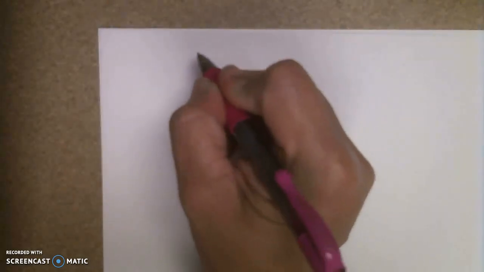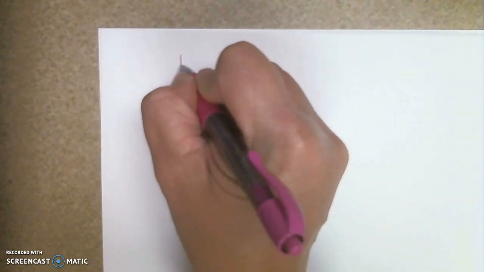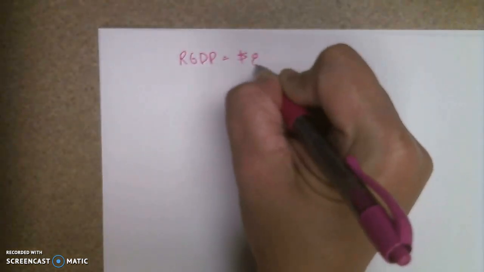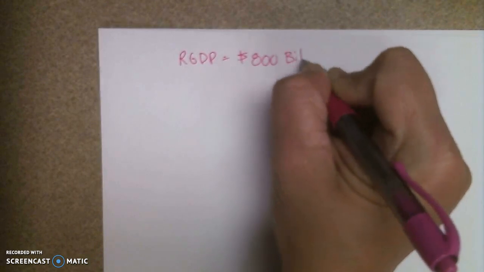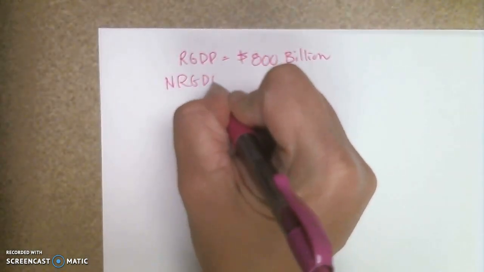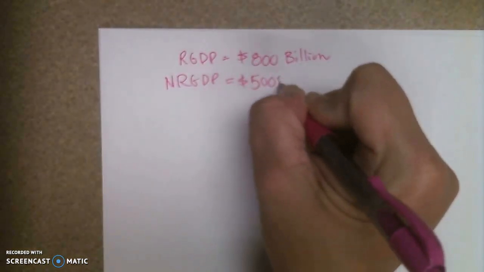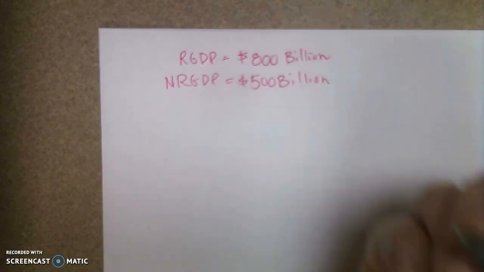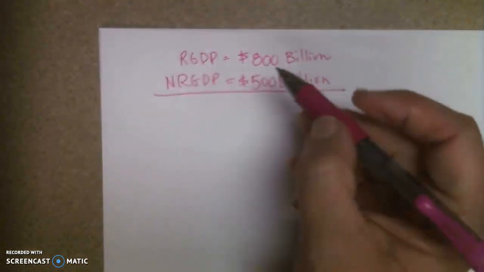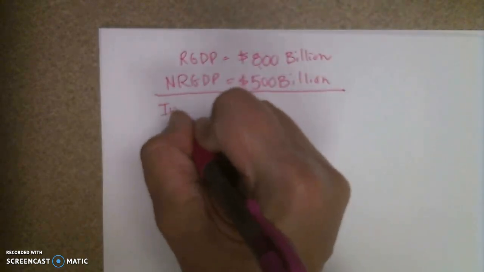Let's say that currently our real GDP is 800 billion. Our natural real GDP is 500 billion. Now, immediately before I go any farther, you can tell that we're in what? Well, we're producing too much because this is where we should be. So we have an inflationary gap.